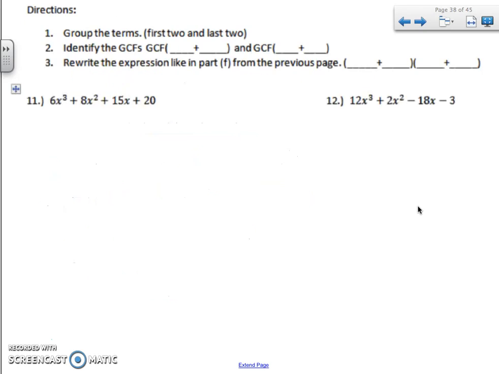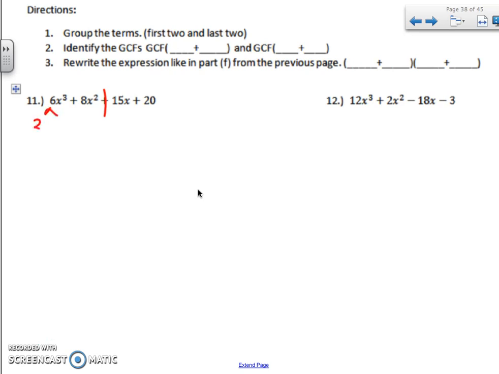So let's take a look at another example. I'm going to do the first two with you, and then I'm going to let you try the last two on your own. So first thing you have to do is group the terms, so the first two and the last two. So I kind of split the problems up like this. So I have, you need to find the GCF.